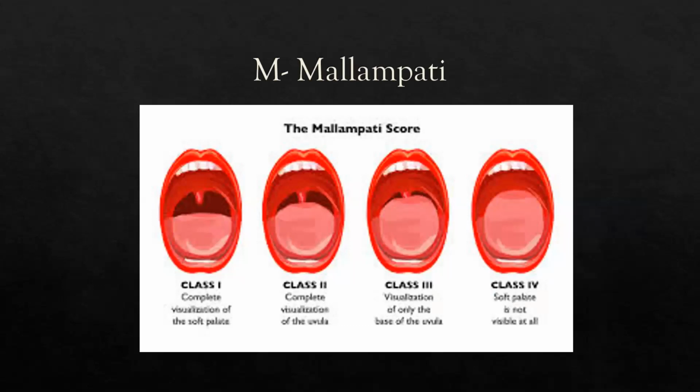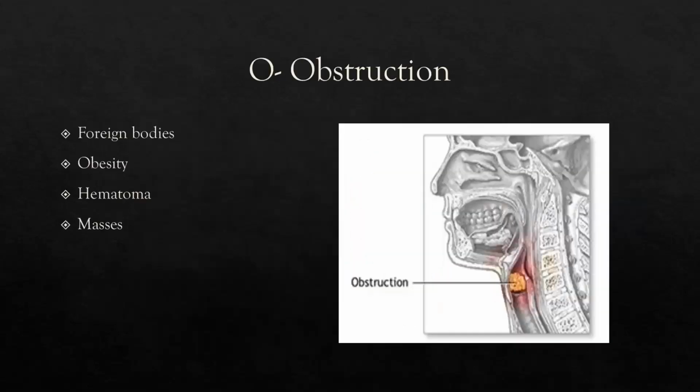M is for Mallampati. Mallampati is when we open up the patient's mouth wide and we actually look in. Class 1 means that we have complete visualization of the soft palate. We can see the anatomy all the way down to the soft palate. Class 2 is we can see the visualization of the uvula. Class 3 is only the base of the uvula is present right there at the top. And class 4 means it is completely not visible at all. We can't see anything. The higher the score, the more difficult we think the airway may be.